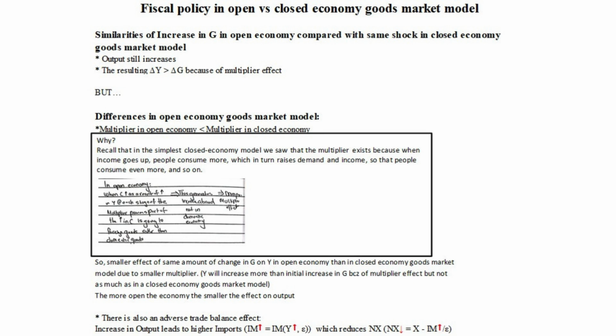Another difference is that now in the open economy goods market model, we have an adverse trade balance effect also. Because when income or output increases, that would lead to higher imports, because we know imports are a positive function of domestic income, and that will reduce net exports. As we saw in part one, assuming you started off with balanced trade, you will end up with a trade deficit.